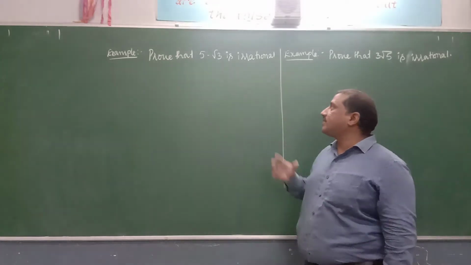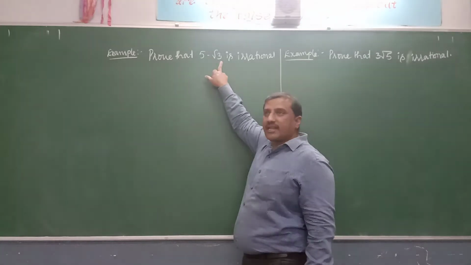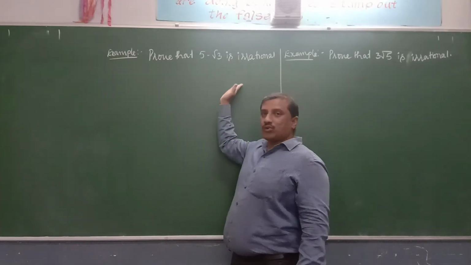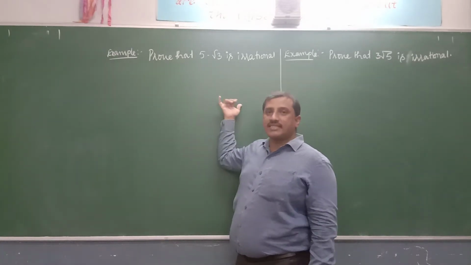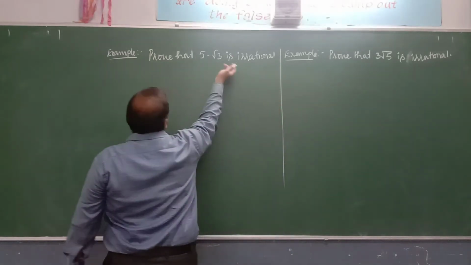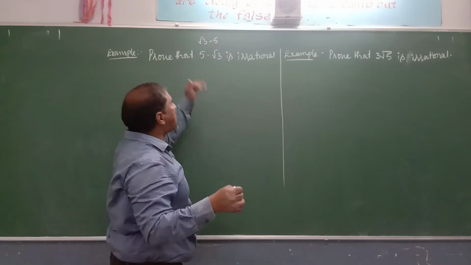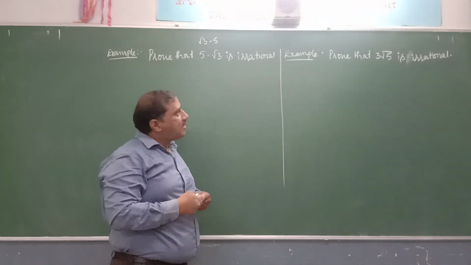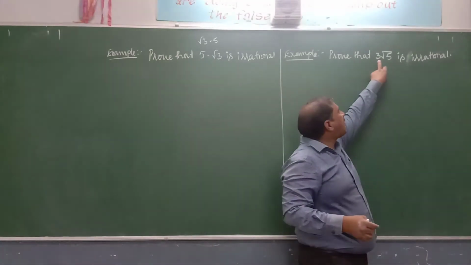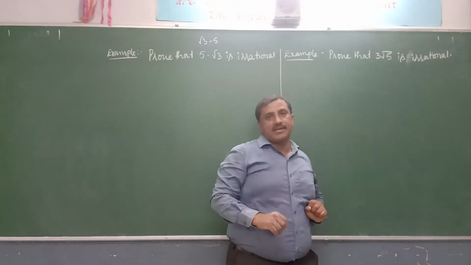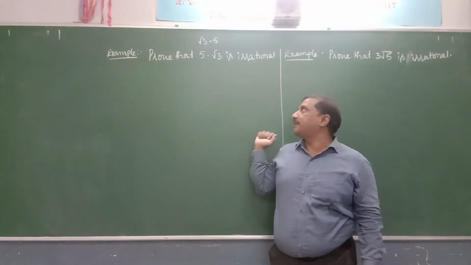Now we are going to discuss the combination of a rational number and an irrational number: 5 minus root 3 is irrational, or 5 plus root 3, 7 minus root 3, 6 minus root 5; or you can take the other way, root 3 minus 5. We can prove these kinds of numbers are irrational. Similarly, prove that 3 root 5 is an irrational number. Here 3 is a rational number and root 5 is an irrational number. So the combination of rational and irrational, we are going to prove is irrational.